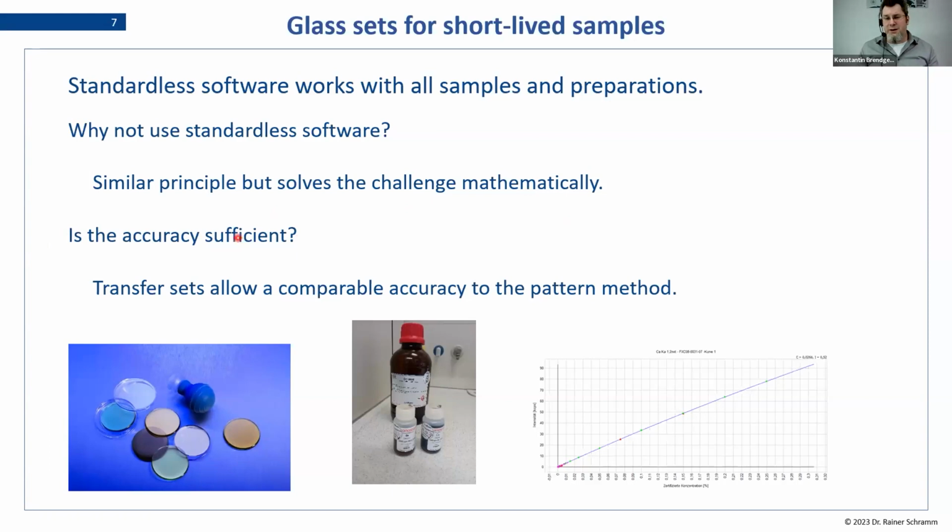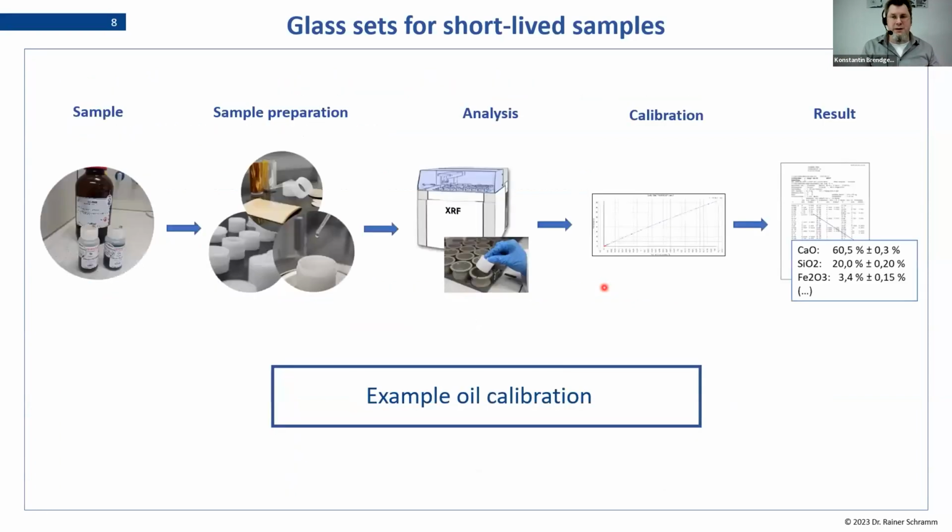One of the downsides of standardless software in general is that it is not very accurate. It's basically a very wide program that can work with all different samples, but the accuracy may not be sufficient. A transfer set actually allows you to achieve comparable accuracy to a pattern method. So basically what you have is a method that you want to copy with a transfer set, and the accuracy stays the same. So with that in mind, let's go into the detail of a standard set.